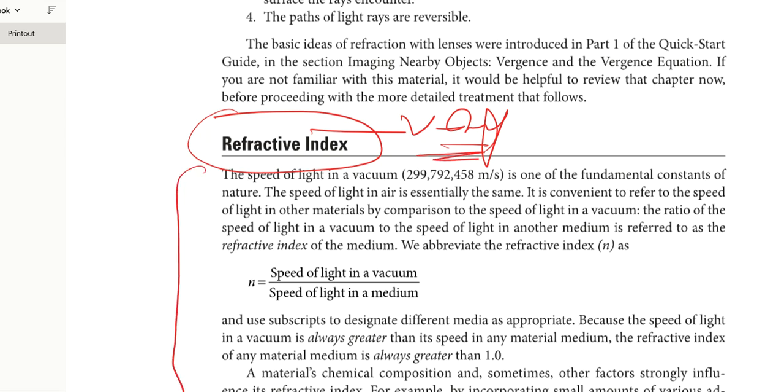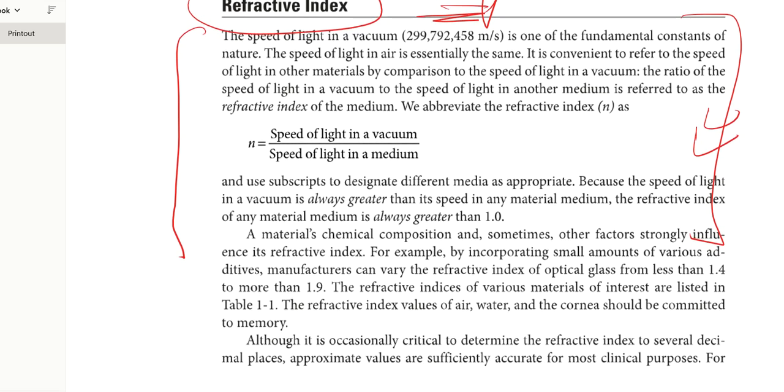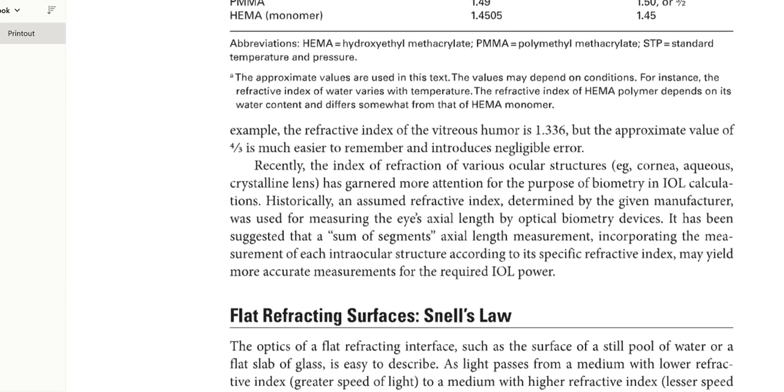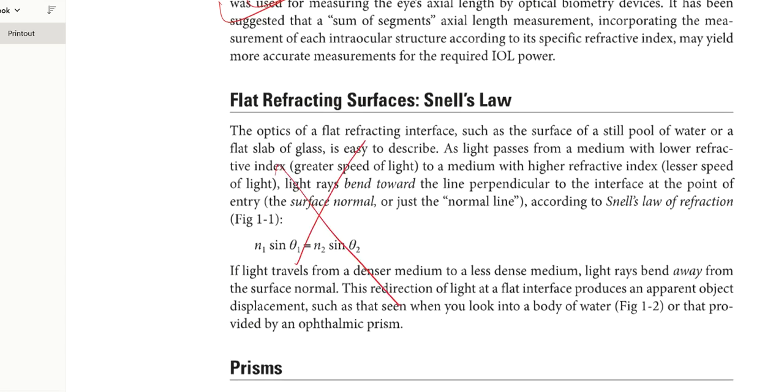Denser medium, okay. And all this on which factor the refractive index depends, material, etc. All this is very important. Not important, okay.